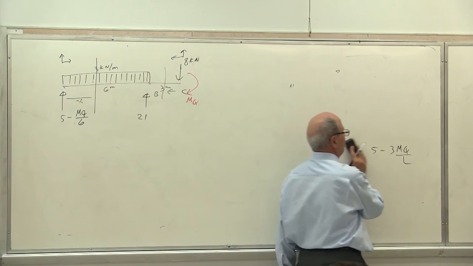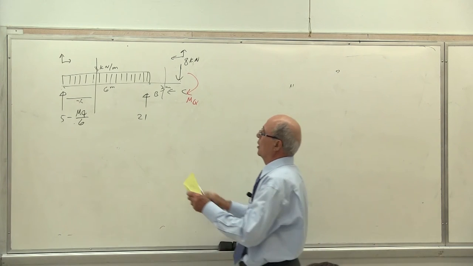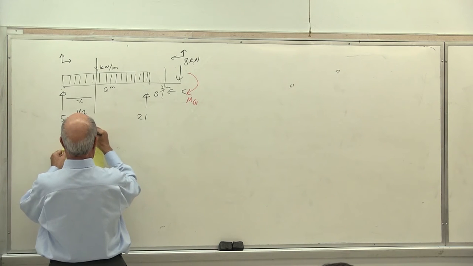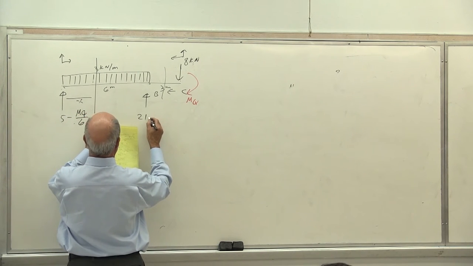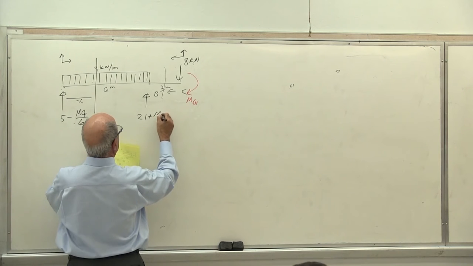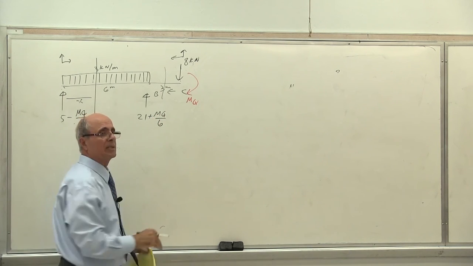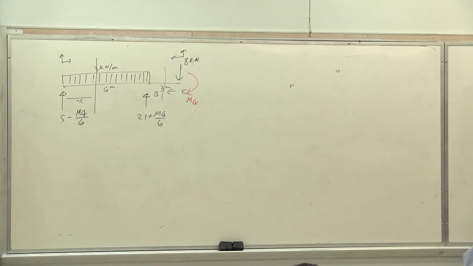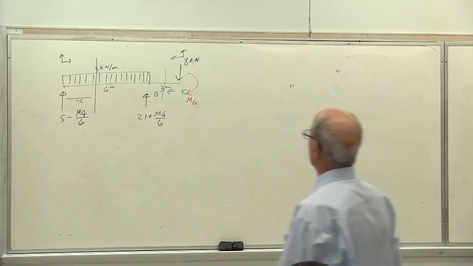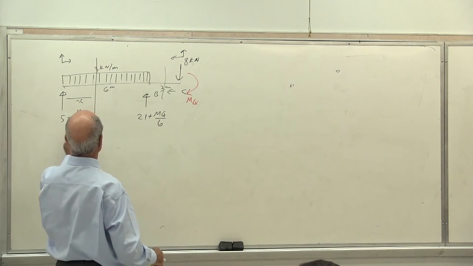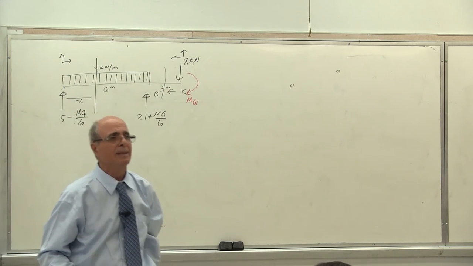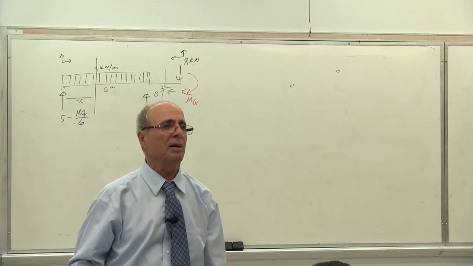Question, yes? Is it supposed to be over 9, or is it between the... No, I have not finished this. That becomes 5 minus MQ over 6, and this becomes 21 plus MQ over 6, because this and this should cancel each other. Two together, yeah. I wasn't finished. Is that your question? Yeah. Good. Of course, it has to balance out. Notice now this and this drop out, and because this load pushes this one down, it is equal and opposite. So one becomes negative, one becomes positive.